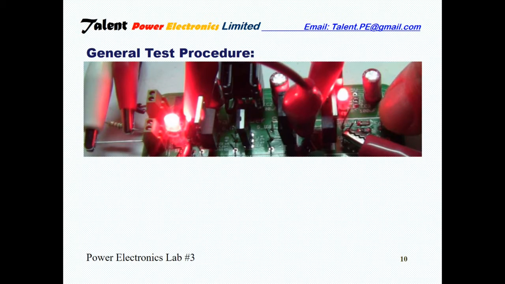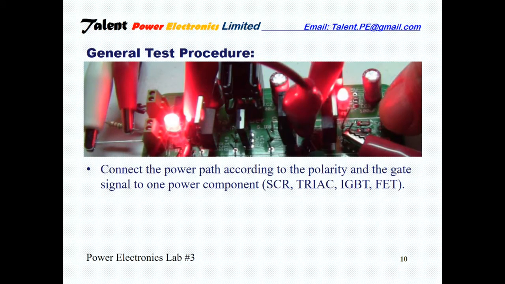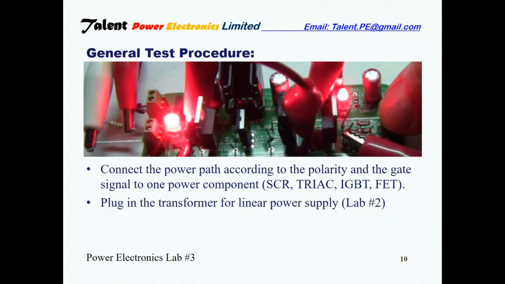Now, we're going to test the 4 power components one at a time. Here's the general procedure for testing one individual power component. Before powering up, you need to connect the power path according to the polarity and the gate signal to the specific power component you're currently testing. Then, plug in the transformer for the linear power supply we built back in Lab 2 to get the 15 volts for the gate switch.